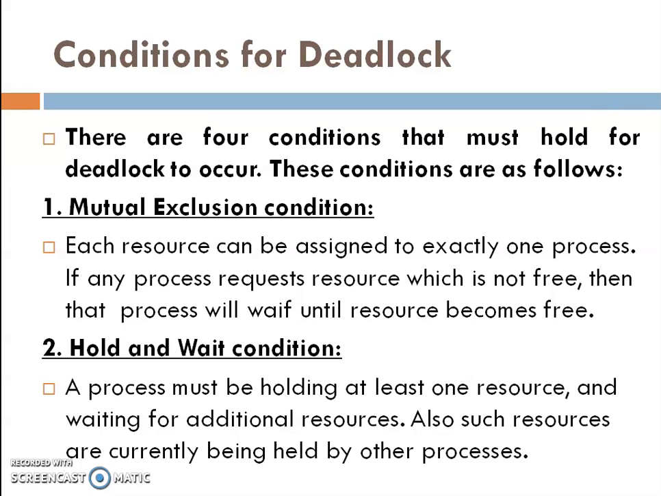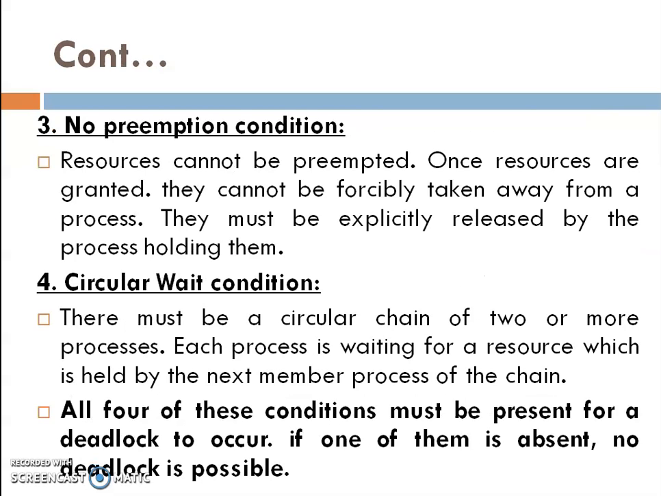Then second, hold and wait condition. A process must be holding at least one resource and waiting for an additional resource. Also, such resources are currently being held by other processes. Then third condition, no preemption condition. Resources cannot be preempted. Once resources are granted, they cannot be forcibly taken away from a process. They must be explicitly released by the process holding them.